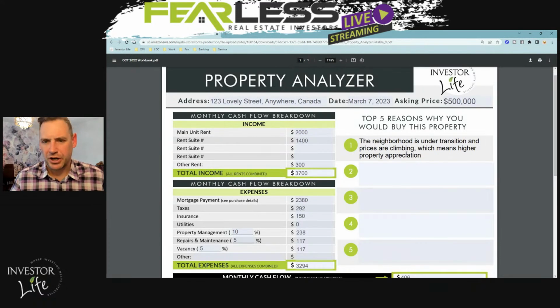Maybe that's one of the top 5 reasons why I'm considering this property, because there's a lot of other properties being torn down, new builds going up. Maybe the area is in transition. It's changing.